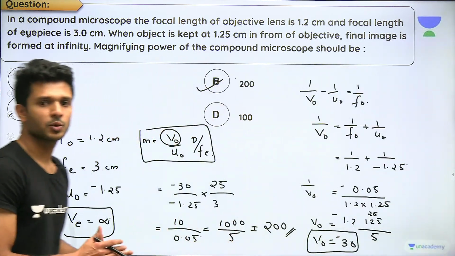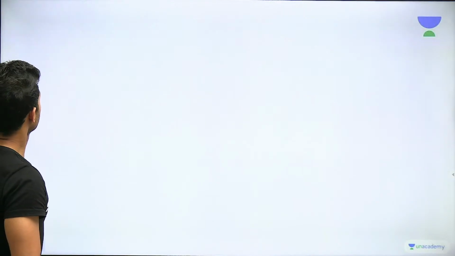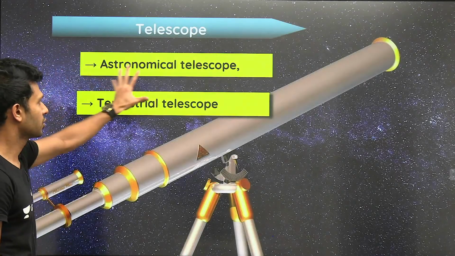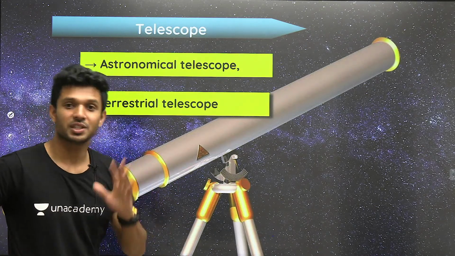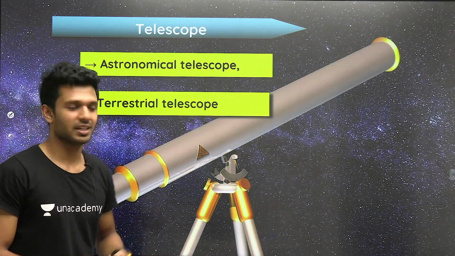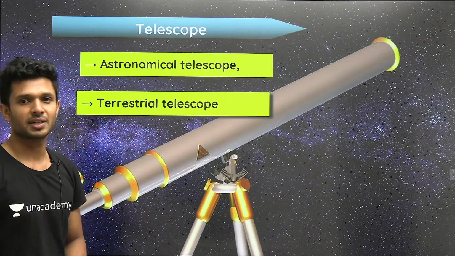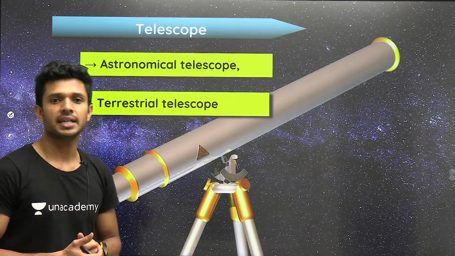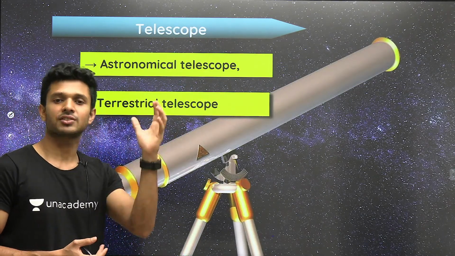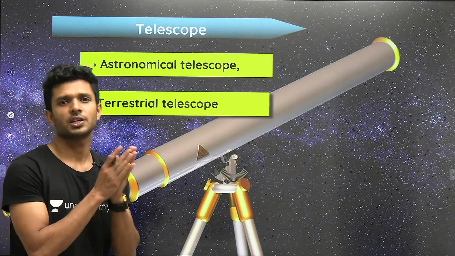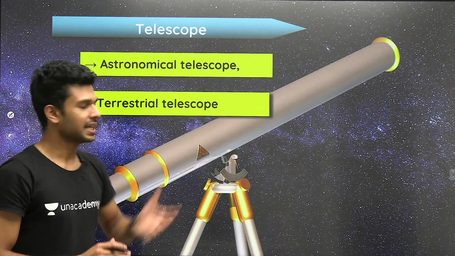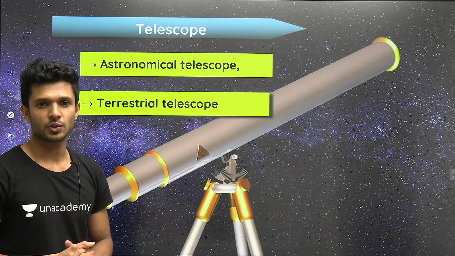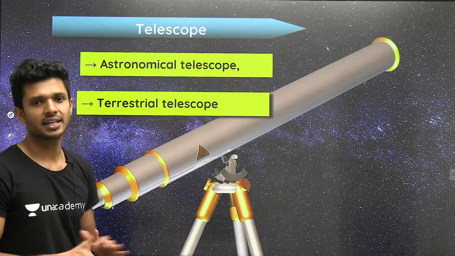Now, this is more than enough from the part of microscope. Now we are going for telescope. Tell me, why do we use a telescope? Everyone knows, right? Those who look into the picture itself will tell me, mainly we use a telescope for looking into astronomical objects. Matlab, looking into stars, other planets, and what is very far away from us. That is an astronomical telescope. We also have a terrestrial telescope.